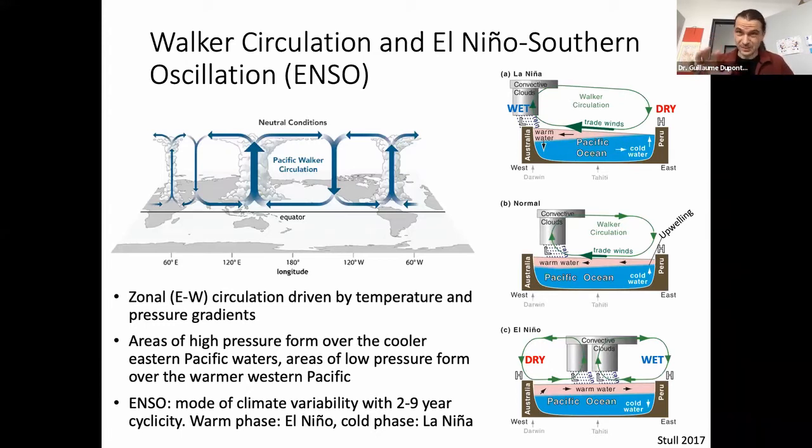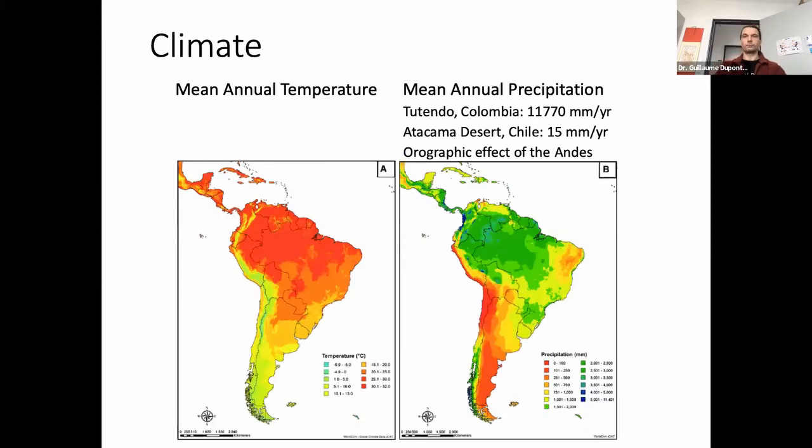But this is such an essential mode of climate variability. So it's a natural phenomenon, which basically results in dry or wet conditions on a decadal timescale or subdecadal timescale. So taking all these things together, we can look at the average distribution.